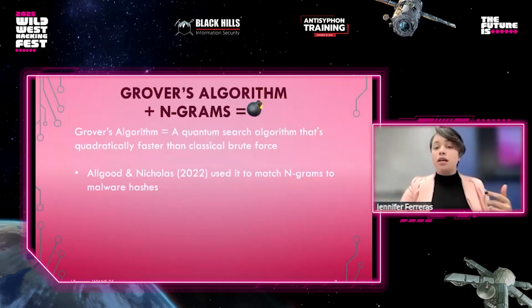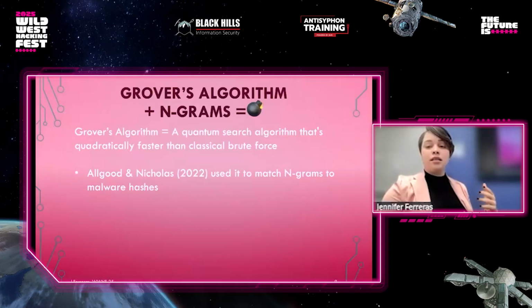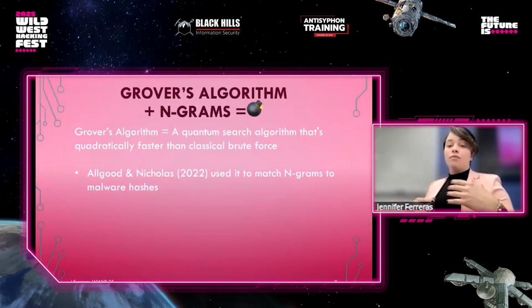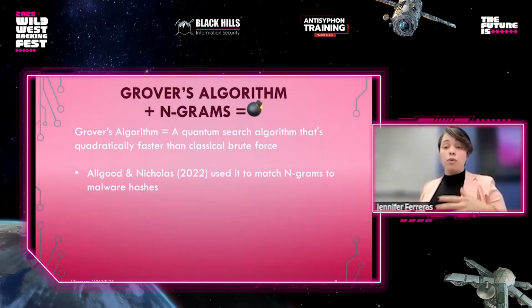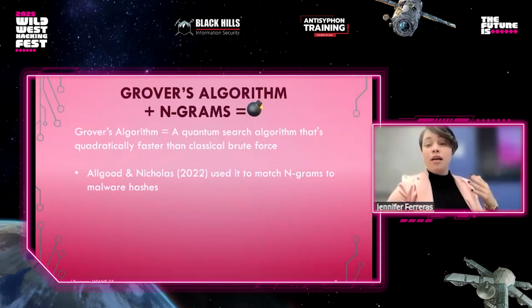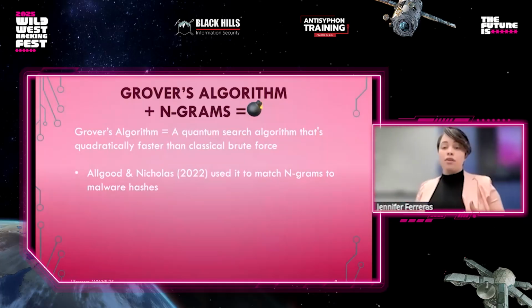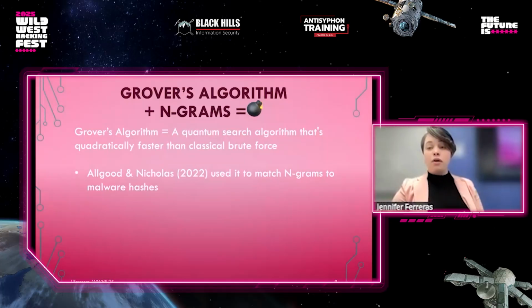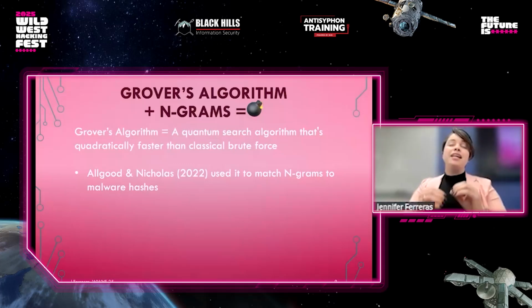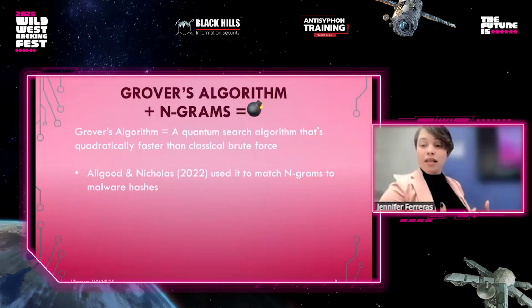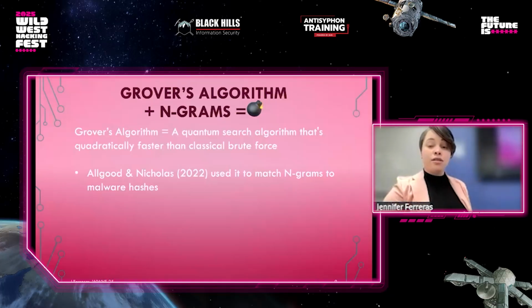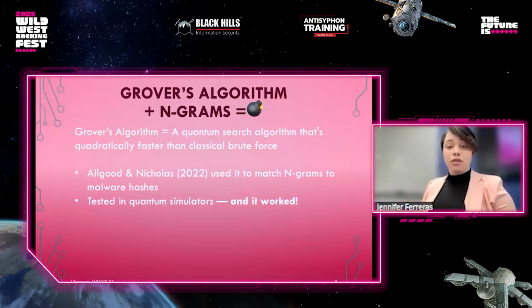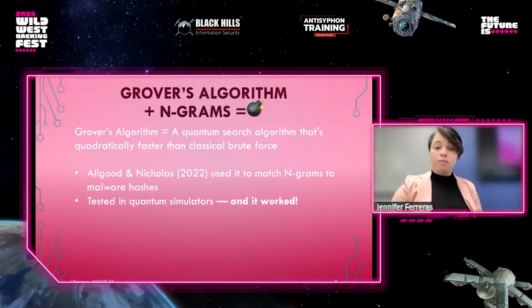So in 2022, all good. And Nicholas tested something absolutely brilliant. I analyzed multiple pieces of the research and it was just great. They grabbed Grover's algorithm for finding things very quickly in an unsorted list or group of things, and they combined it with n-gram to match malware hashes. And guess what? It actually worked. It actually worked.